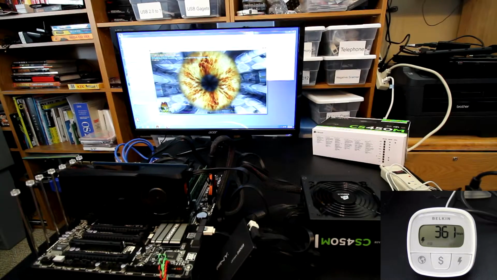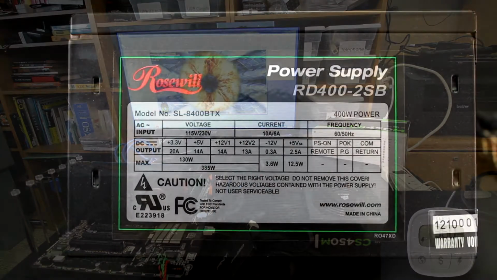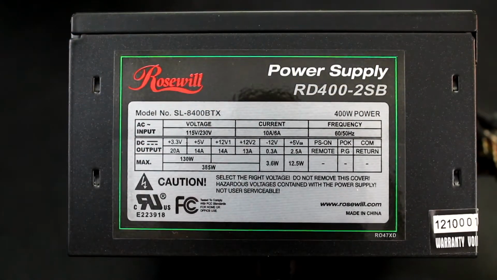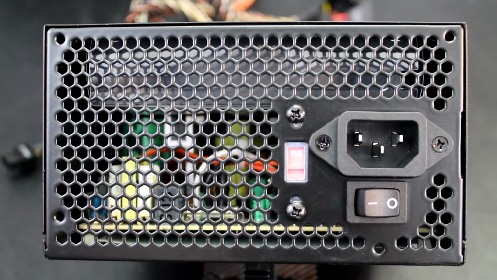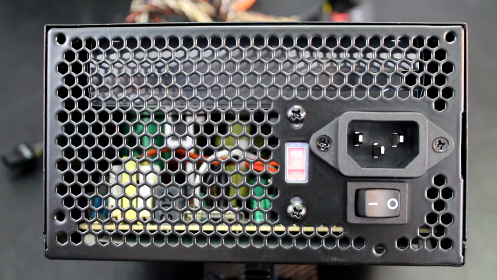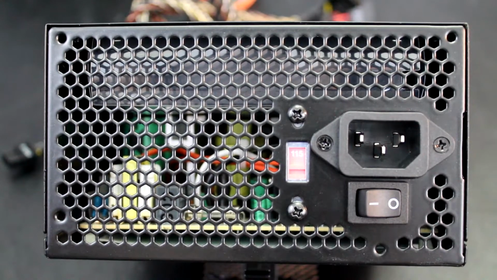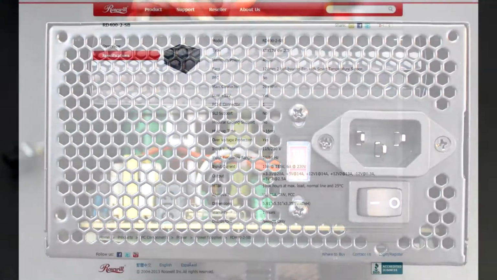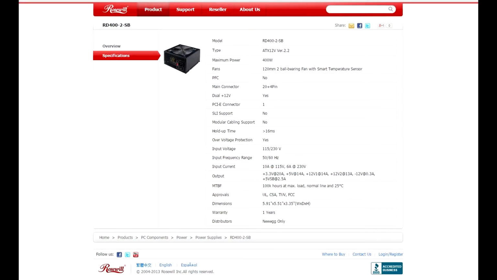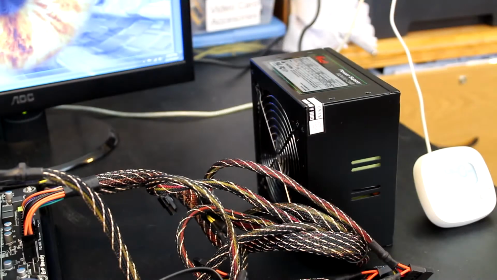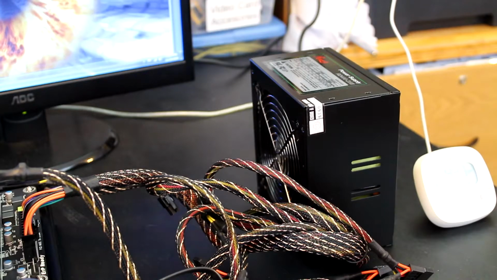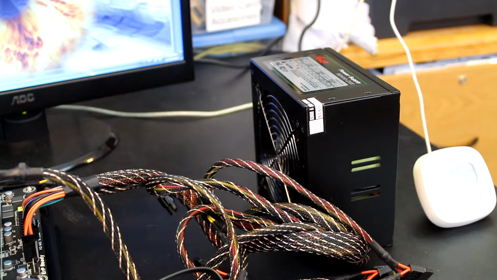And now let's bring in the new contestant. This is the Rosewill RD400-2SB power supply. I couldn't find any information as far as efficiency on this particular power supply. Even on their website, they're not listing any kind of efficiency. So I think it's safe to assume that it is definitely sub 80%. Let's go ahead and hook it up to the test bench and do the testing.